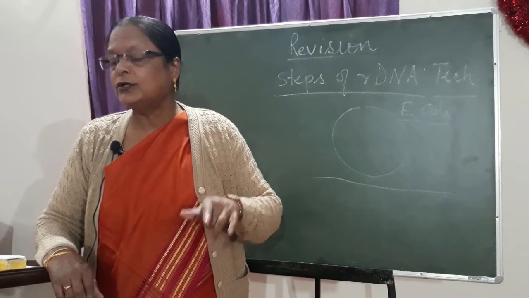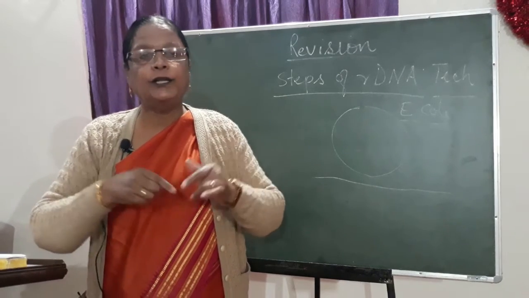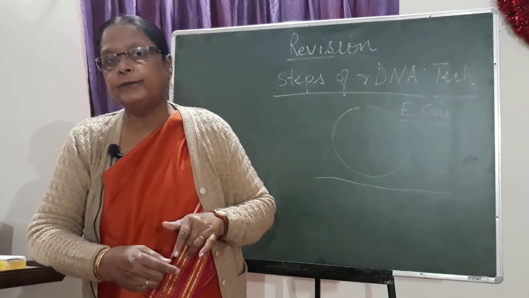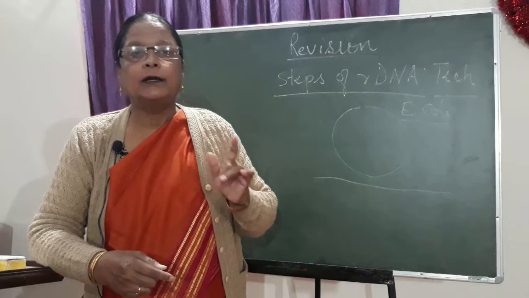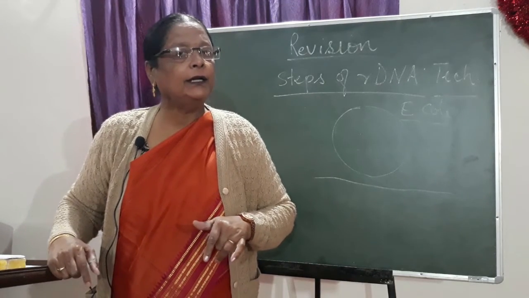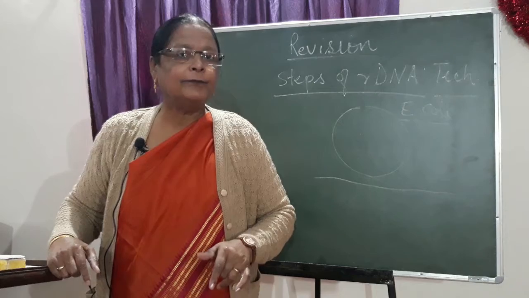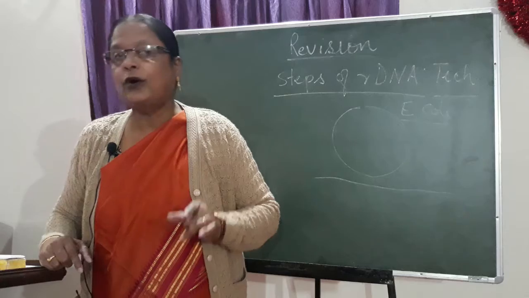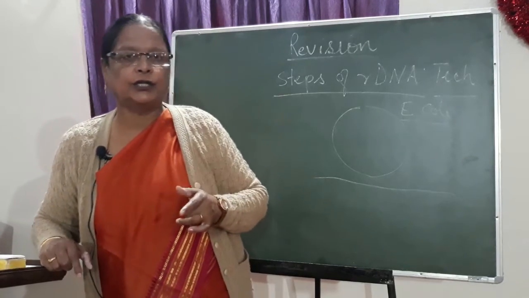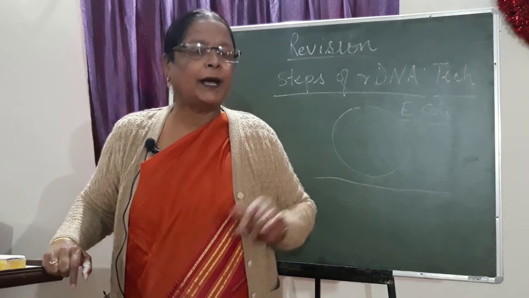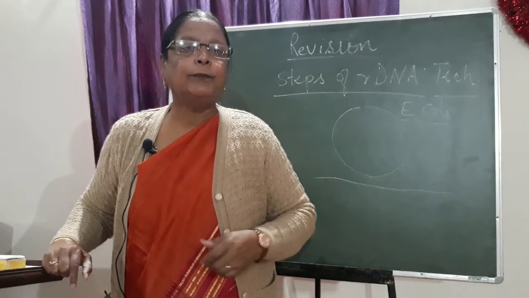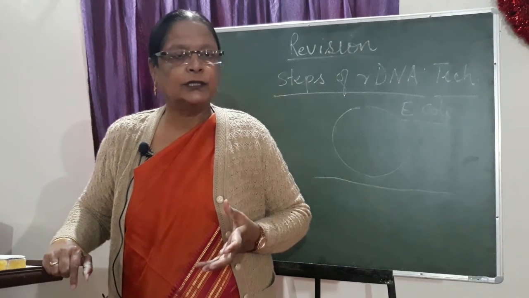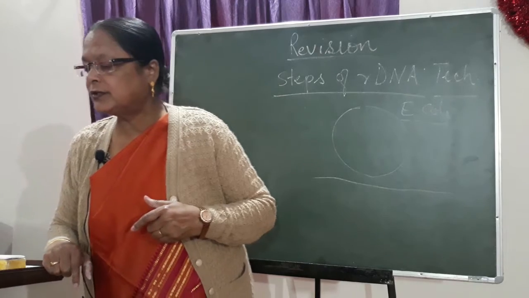So the fifth step was the joining of the gene into the DNA. Sixth was putting back the recombinant DNA into the bacterial cell. And now comes the seventh. The seventh step is the transformed cell. Because of the insertion of the rDNA into the bacterial cell, the phenotype or the characters of the bacterial cell have got transformed.